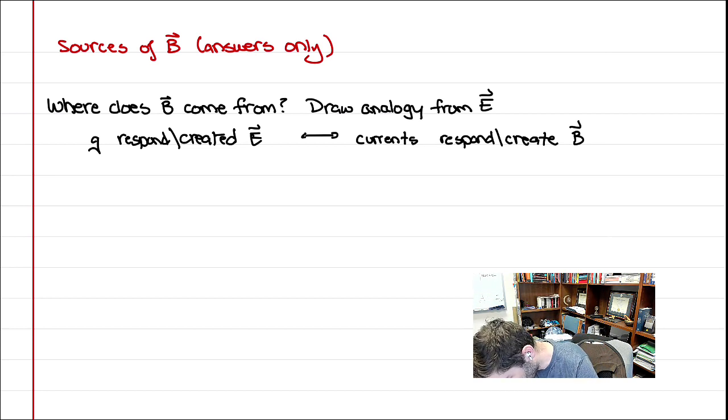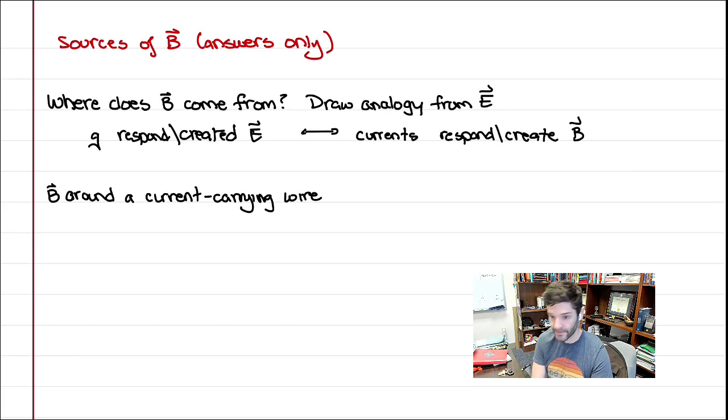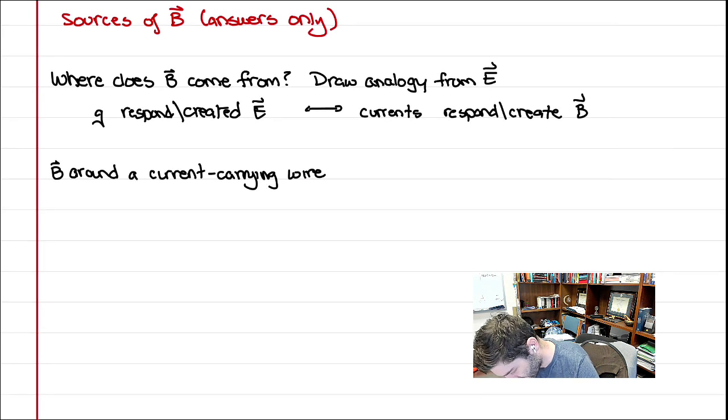So let's look at the magnetic field around a current-carrying wire. That'll be the first of the 3 we look at. In this case, here's my simple drawing where we just have a current moving in some direction down a wire.